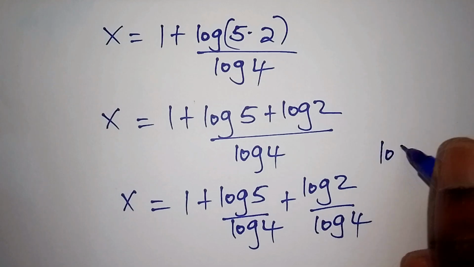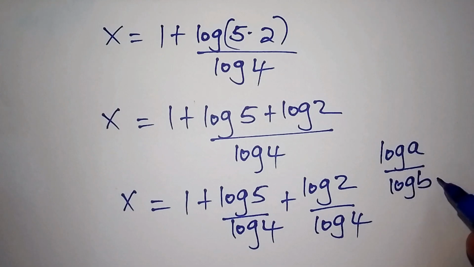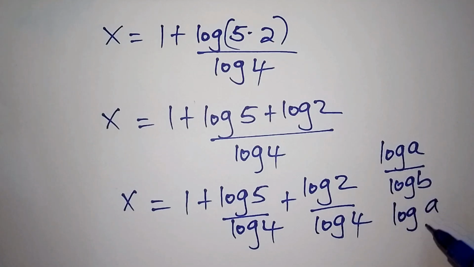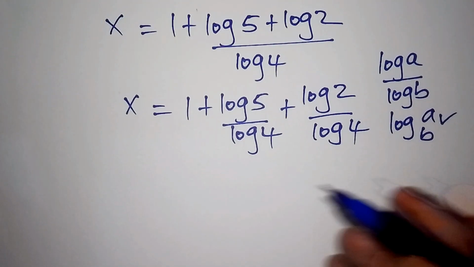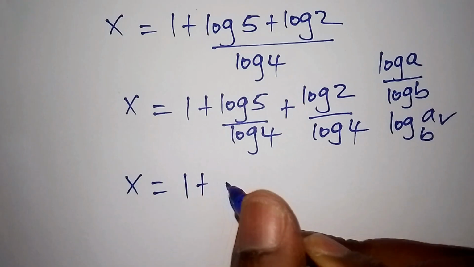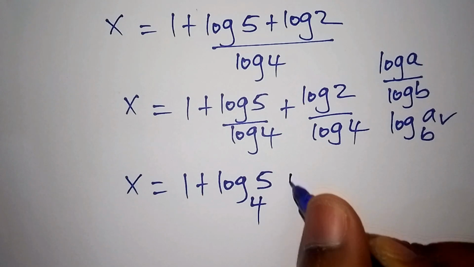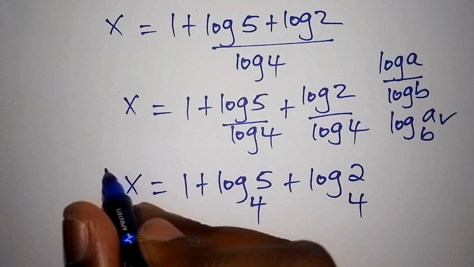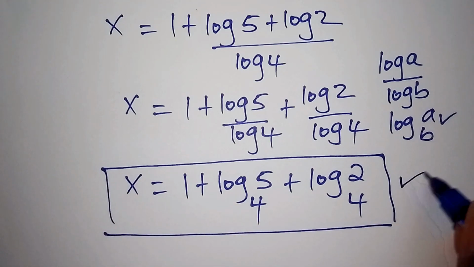So when you have, for example, the log of a all over the log of b, then according to the law of logarithm, we can have it as the log of a to the base of b. So that means that this now brings us to our final answer, that is the value for x is equal to 1 plus the log of 5 to the base of 4 plus the log of 2 to the base of 4. So this one now qualifies to be our most correct answer.